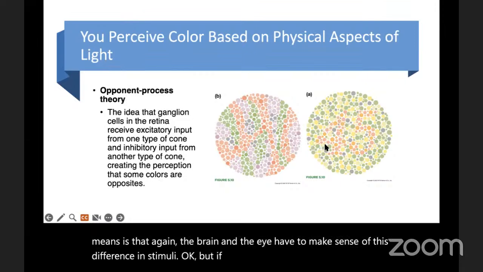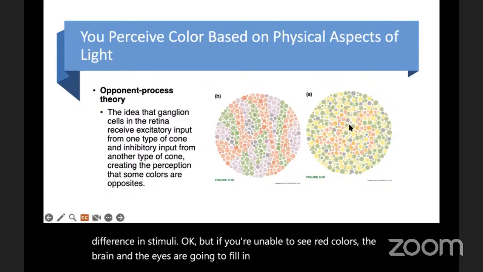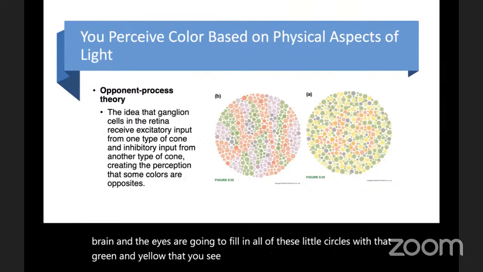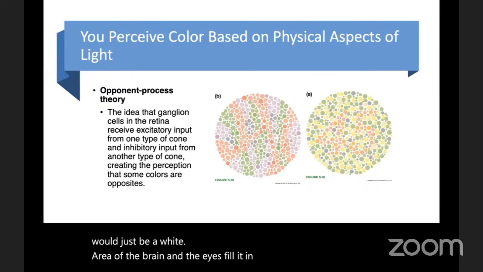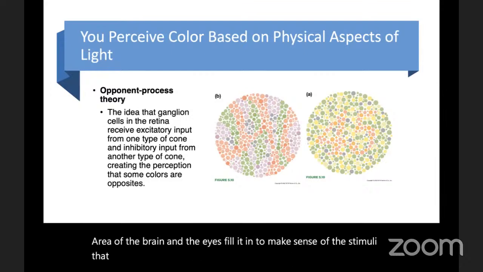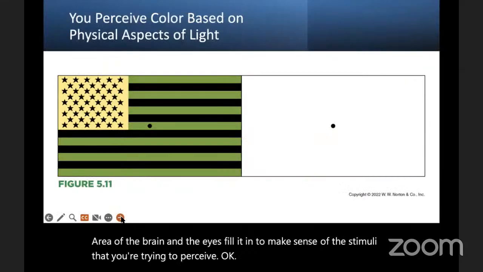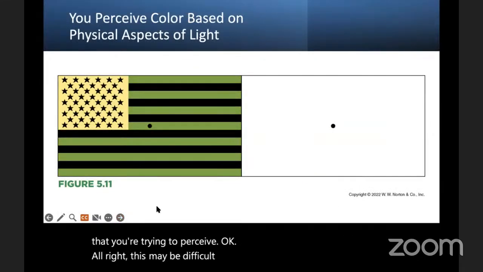But if you're unable to see red colors, the brain and the eyes are going to fill in all of these little circles with that green and yellow that you see, okay? So it's not necessarily that it would just be a white area. The brain and the eyes fill it in to make sense of the stimuli that you're trying to perceive. Okay. All right, this may be difficult to do.